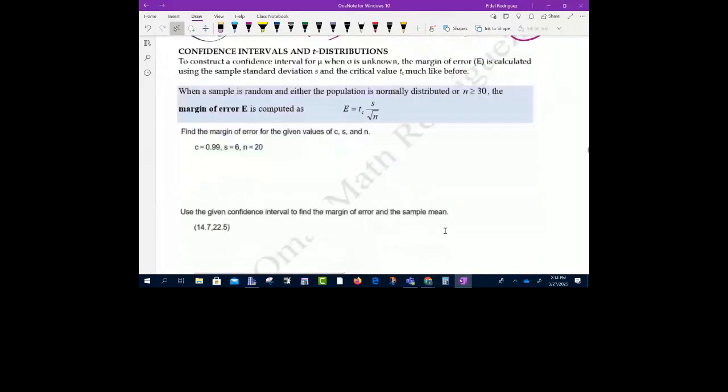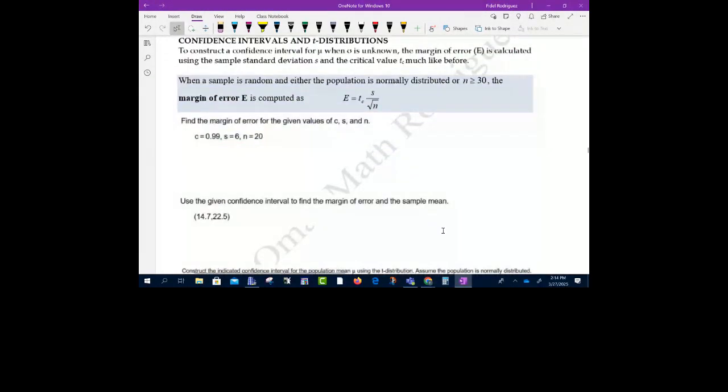All right. So now that we know how to find the t-score, the t-value, y'all, we're going to do constructing confidence intervals and t-distributions. Okay, so just like we did the other day, y'all, we were finding our error, okay? There's a formula for my error here, okay?